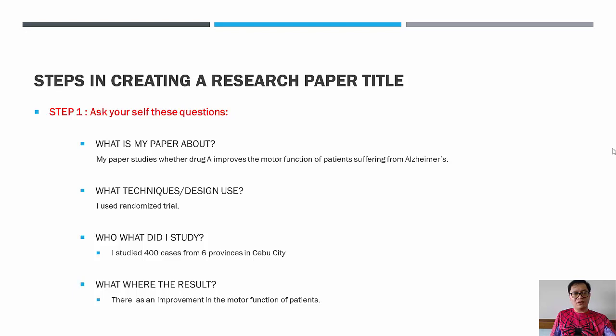What is the paper all about? Paper is all about drug A improves the motor function of patients suffering from Alzheimer's. What is my techniques? I use a randomized trial. What did I study? Okay, what did I study? I studied 400 cases from 6 provinces in Cebu City. Last is, what were the results? There are an improvement in the motor function of the patient.